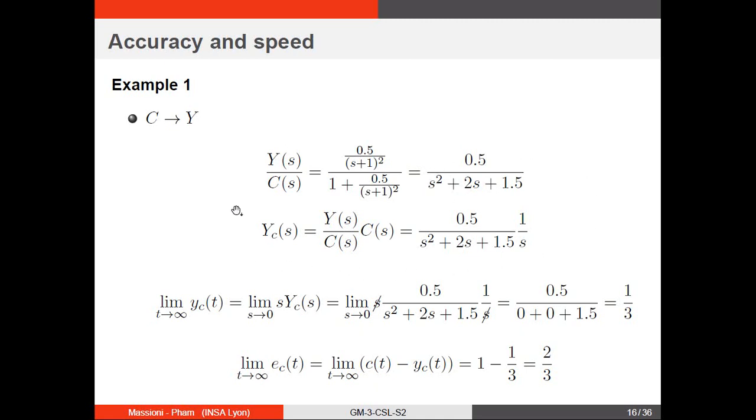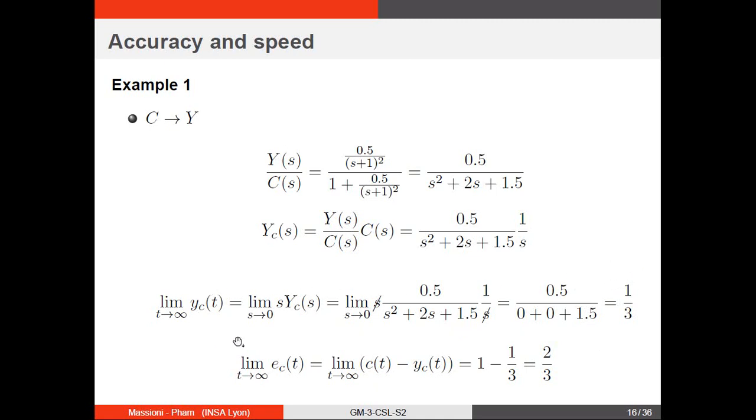So the output yc due to C will be the transfer function times C, the Laplace transform of a unit step, 1 over s, which will be this one. So final value theorem: limit of yc for t going to infinity equals limit for s going to 0 of s times yc of s. So this one times s, and the s in the denominator simplifies. We are left with the limit of this thing over here. As s goes to 0, we get 0.5 divided by 1 plus 1.5, which makes 1/3, and this is the limit of yc.